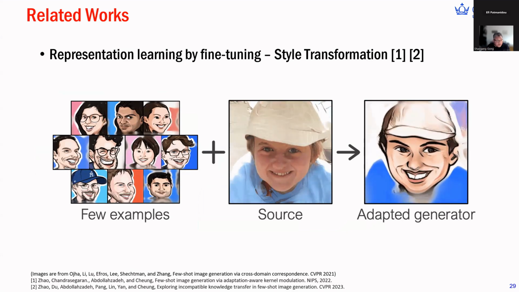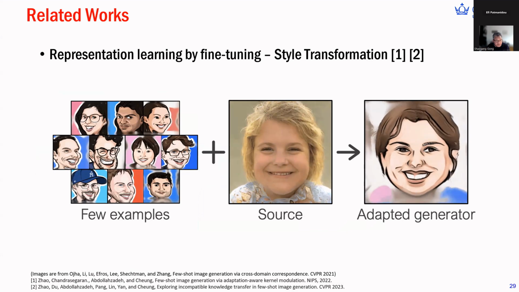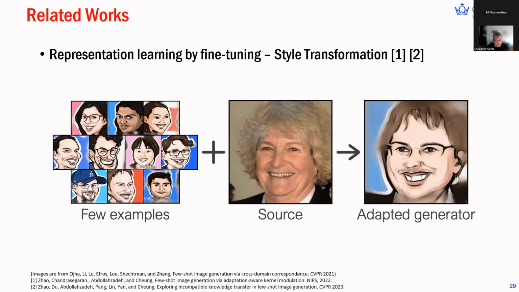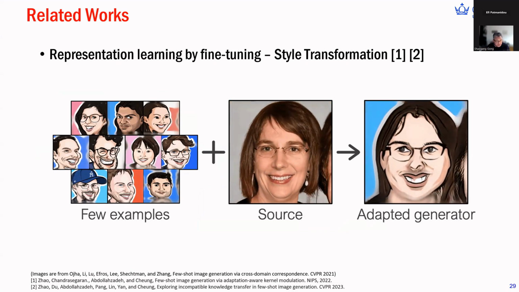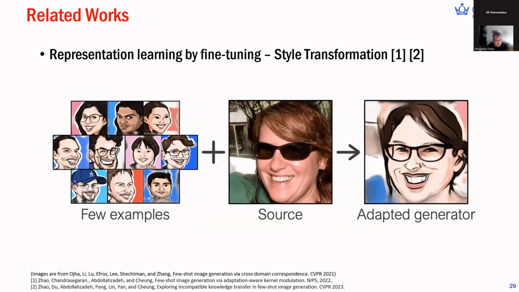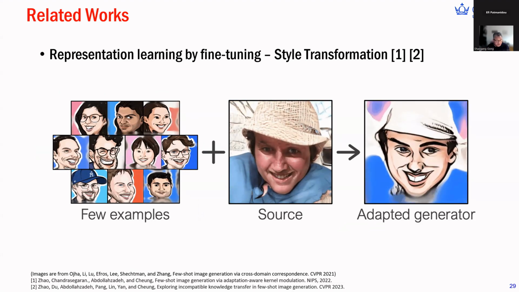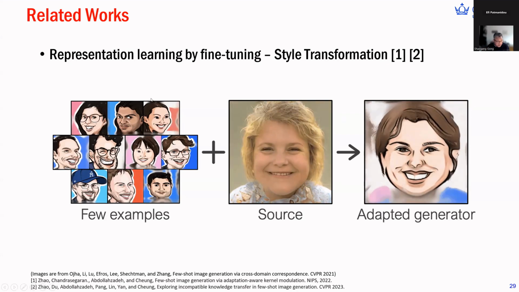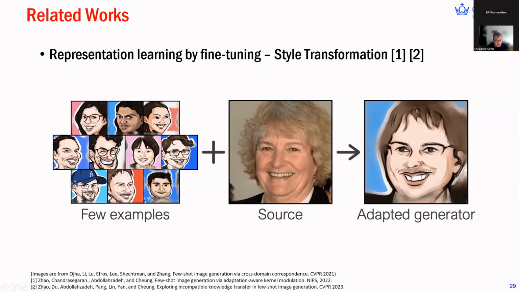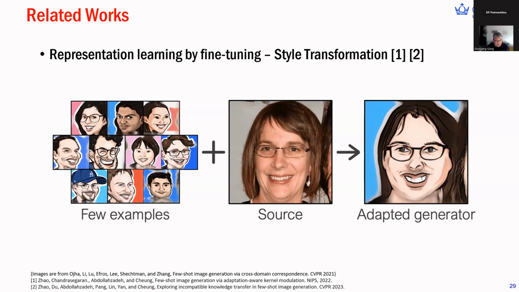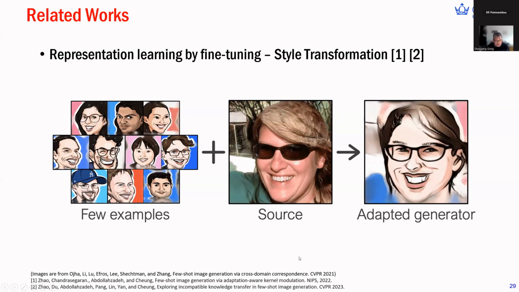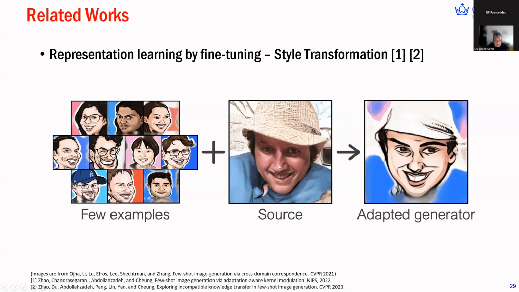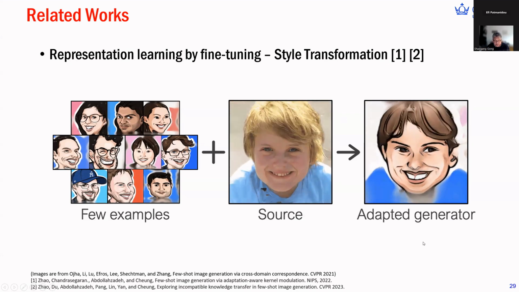A very powerful model until recently is StyleGAN. So the style transfer model is actually a GAN-based model. It learns a representation by fine-tuning. So you have a few examples, for example, here, different styles, and you fine-tune. This is a GAN-based model based on a pre-trained source model, and you essentially learn an adapted generator.